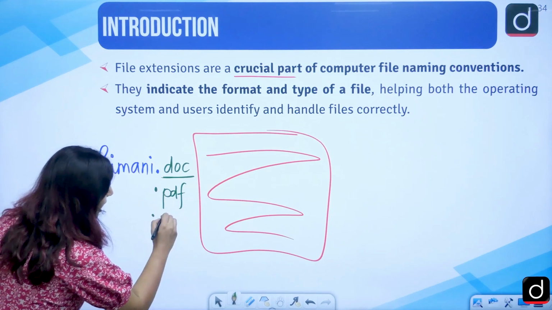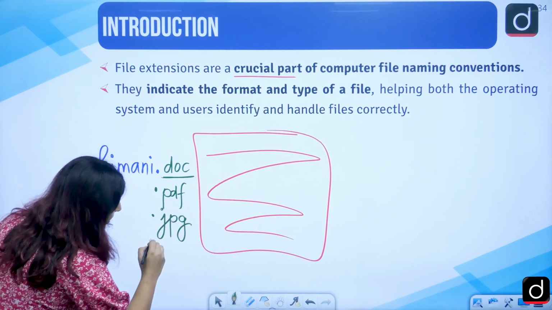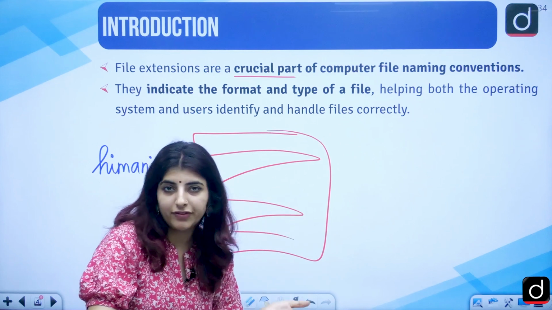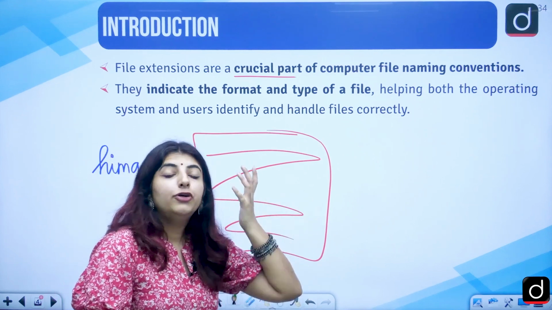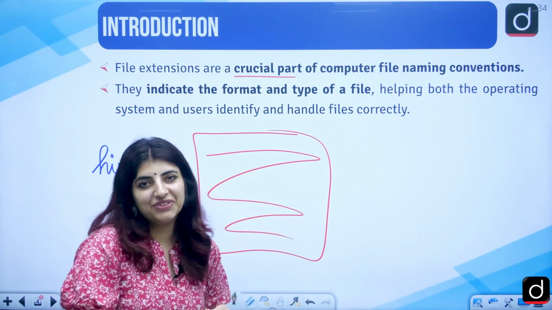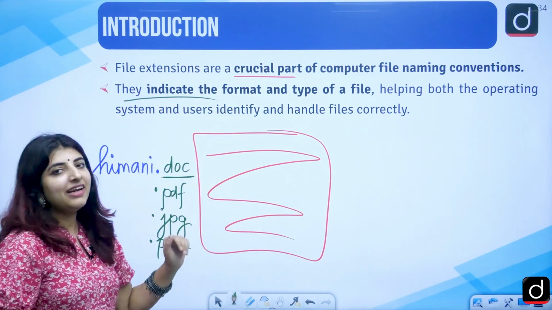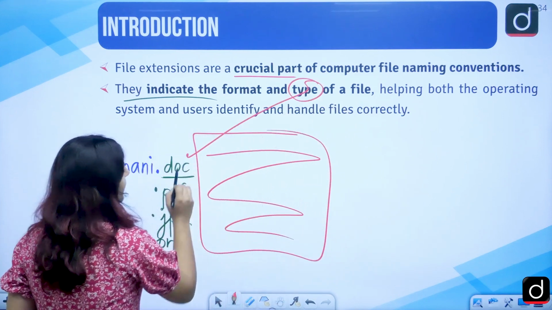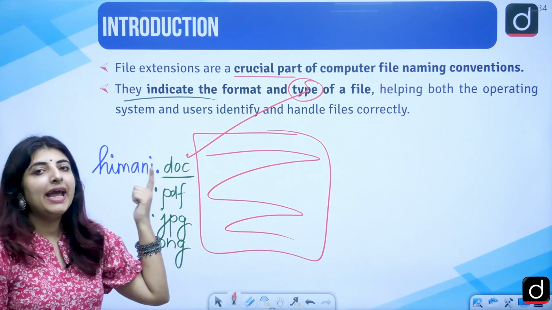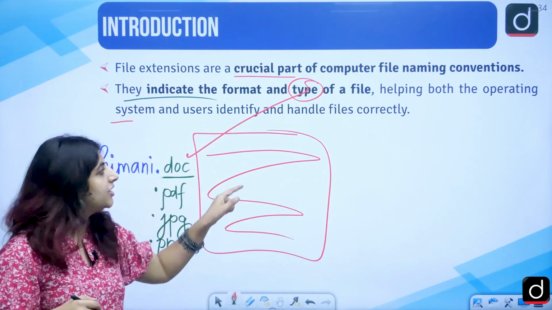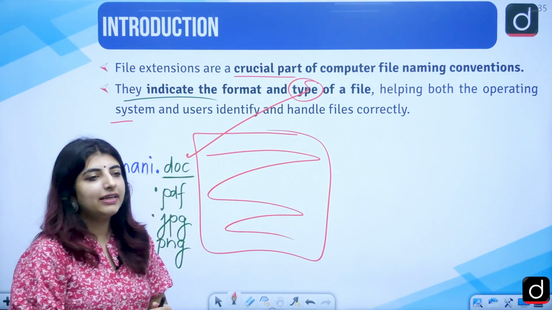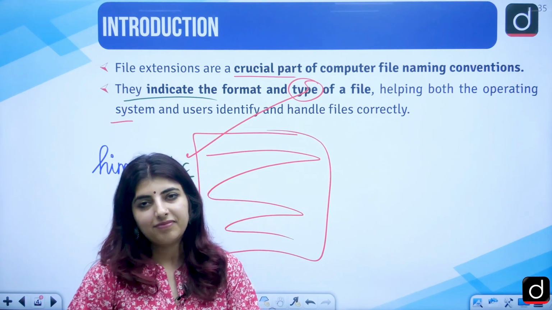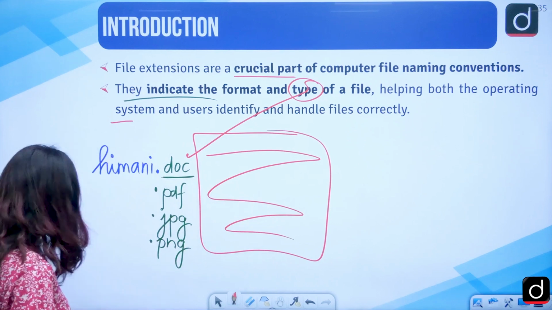There you can see we have JPG, we have PNGs. What are these? Why are these used? And of course, what amongst all of them are for audio, video, document, etc. We are going to see those very particular things, correct? So they indicate the format and type of a file, that of course, as I already told you, that the type of file is document, PDF, etc., helping both the operating system and the users identify and handle files correctly. That if I'm going to double click on a particular link, I know that a PDF is going to open. So we are clear with this introduction which is there.